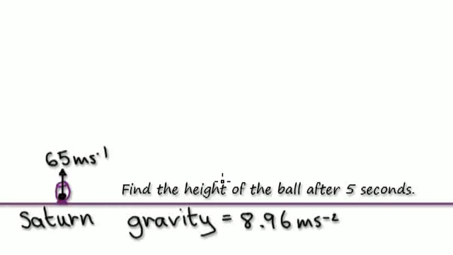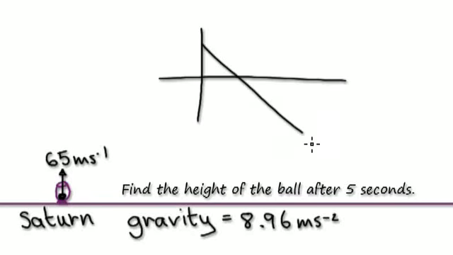Okay, do whatever you have to do. Find out the height of the cannonball after 5 seconds. Press pause and have a go. Okay, so jump to your velocity time graph.